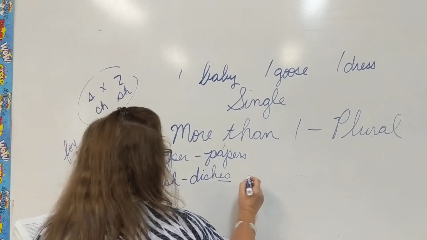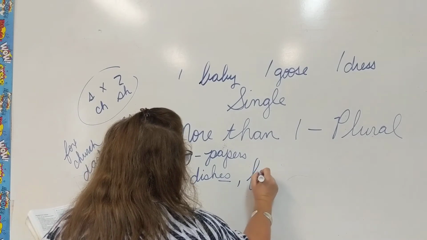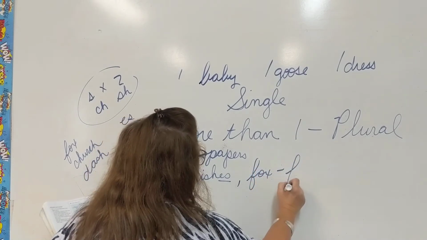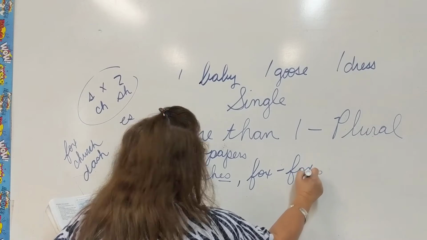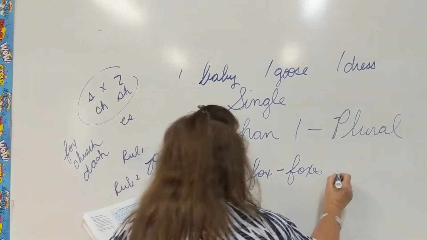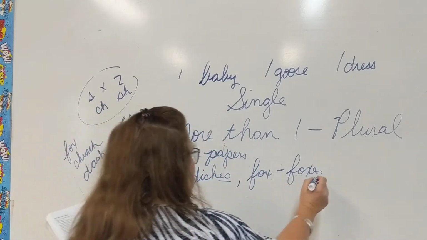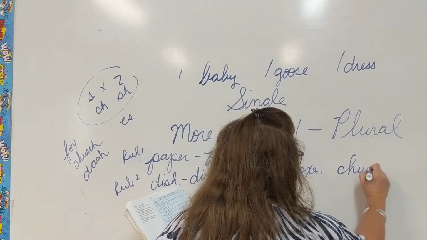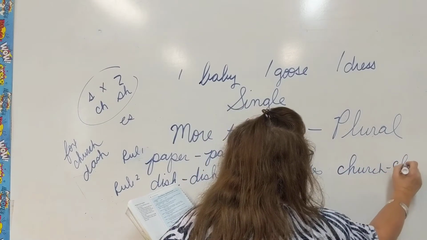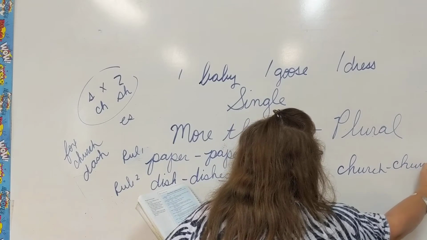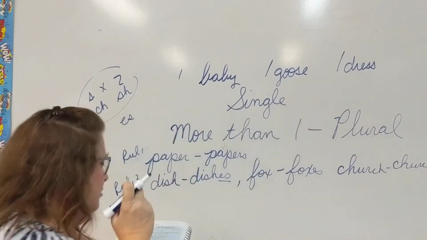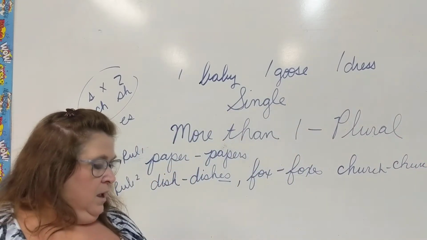If we have the word fox, we make it plural by saying foxes. If we have the word dash, no, we already did that. If we have the word church, we make it plural by saying churches. So these are ways that we make these singular nouns plural.